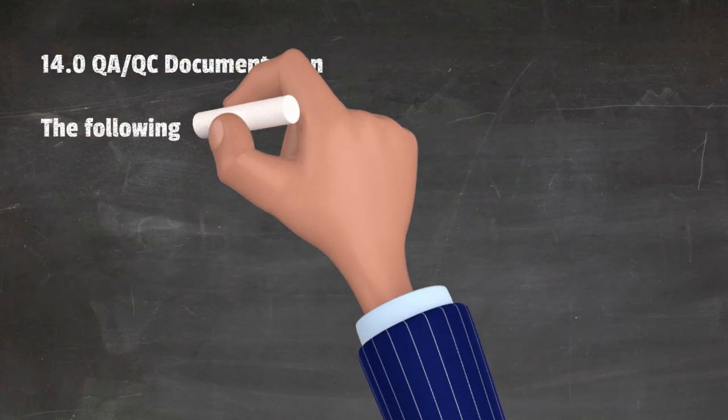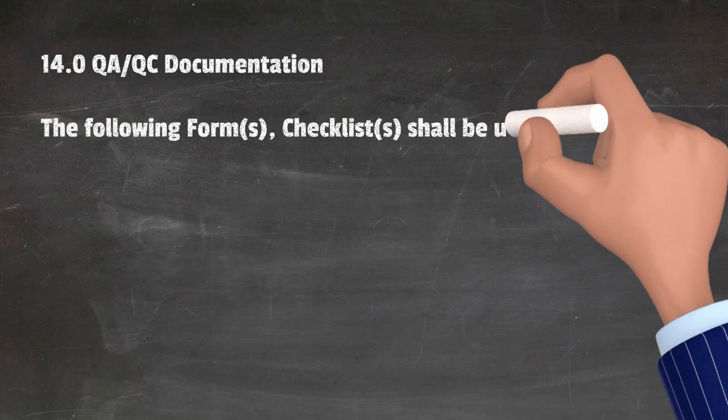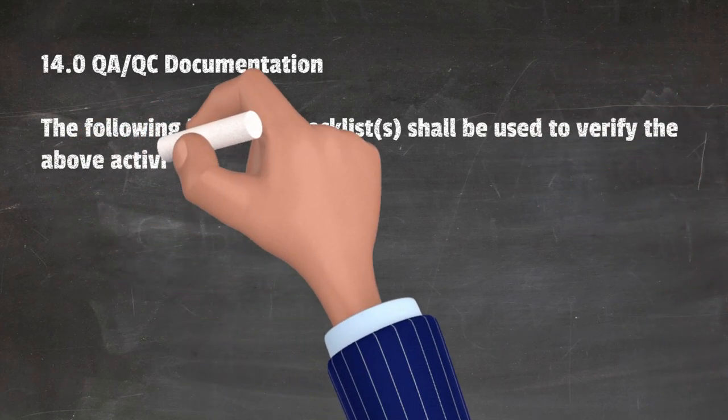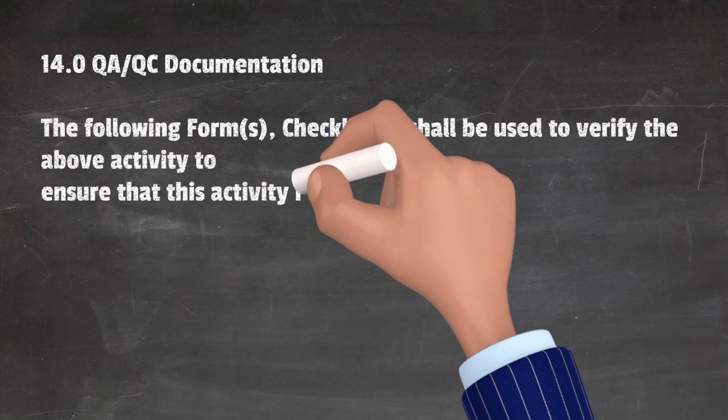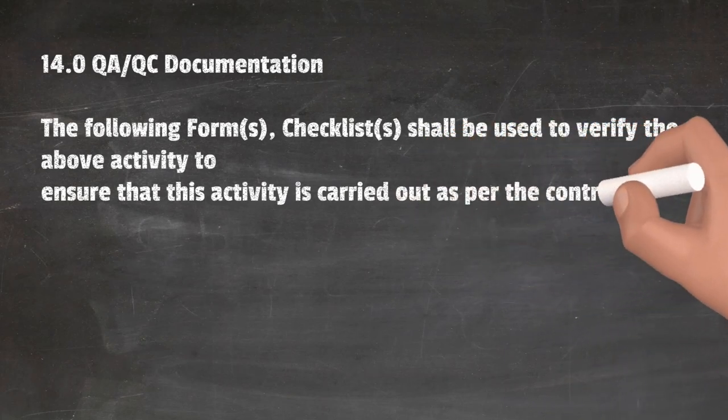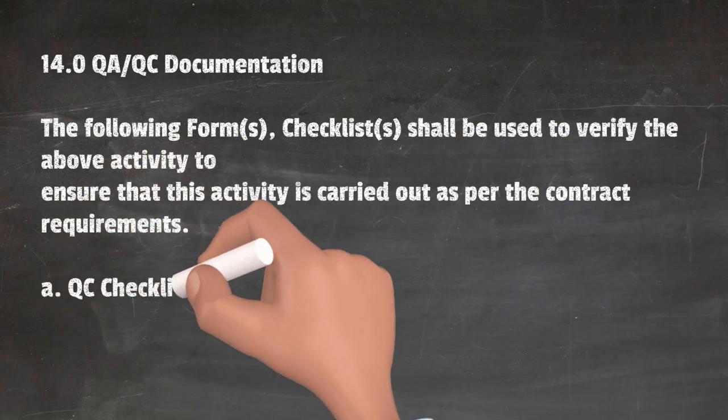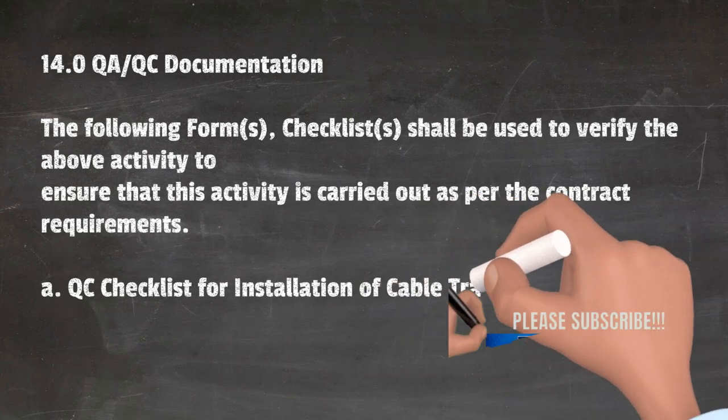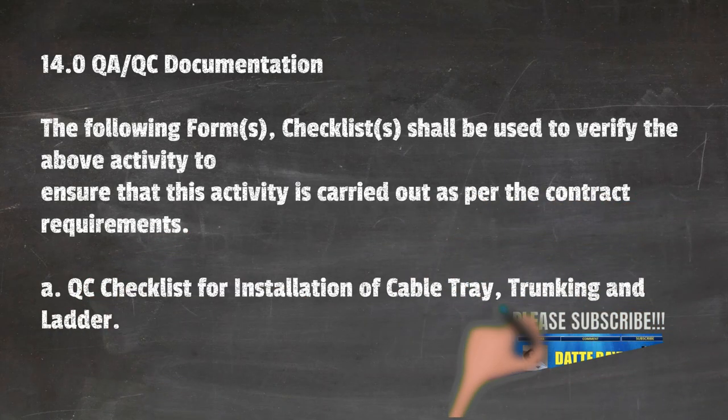QA/QC documentation. The following forms, checklists shall be used to verify the above activity to ensure that this activity is carried out as per the contract requirements. QC checklist for installation of cable tray, trunking and wrapping.